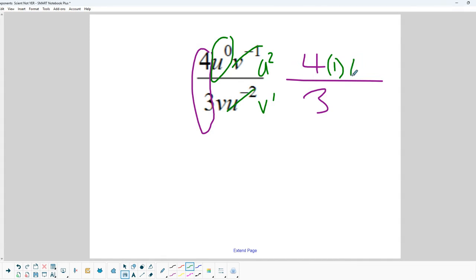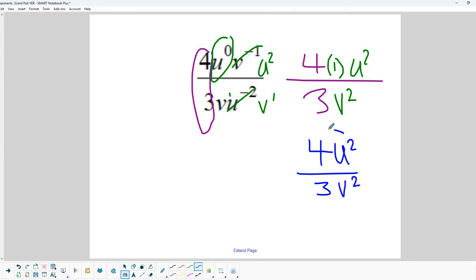So on the top, I'll still have that u squared. And on the bottom, I will have v to the 1st times v to the 1st, which is v to the 2nd. So when we finally simplify it, 4 times 1 is 4. 4u squared over 3v squared is my final simplified expression.